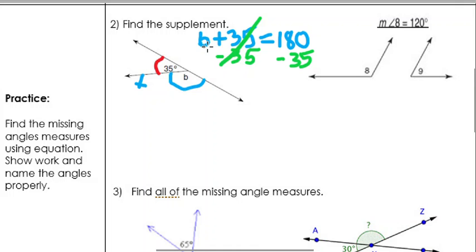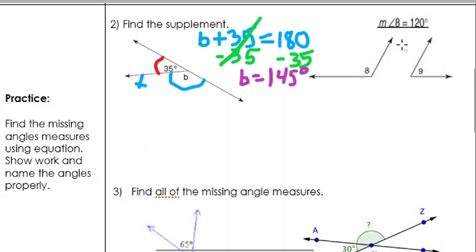Alright, so when I do that, this cancels out and I'm left with B on the left side, and then 180 minus 35 is 145. So angle B in this example is 145 degrees.